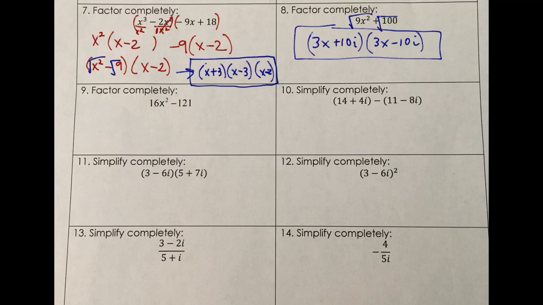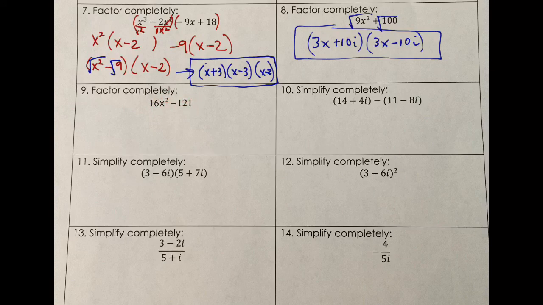We have also a difference of 2 squares at number 9. So yeah, I'll go ahead and do that. Difference of 2 squares at number 9, look for a GCF. In this case, there is not a GCF. Those are 2 perfect squares. 16 is a perfect square. Obviously, x squared is a perfect square, and then 121 is a perfect square.